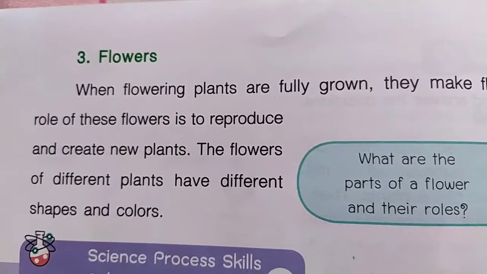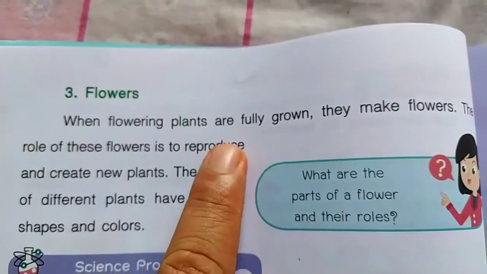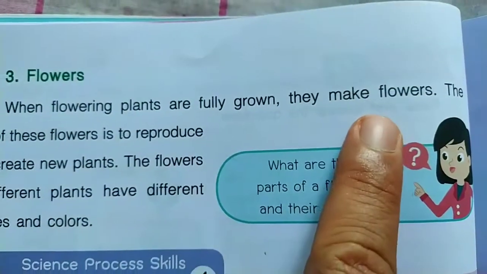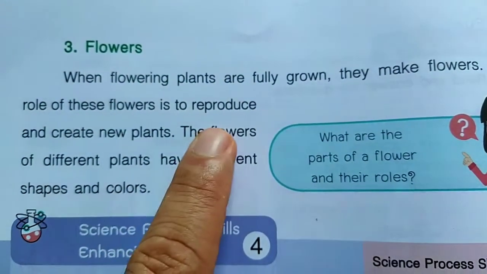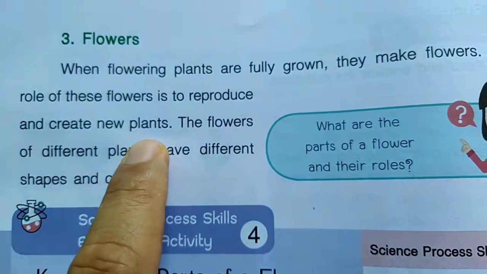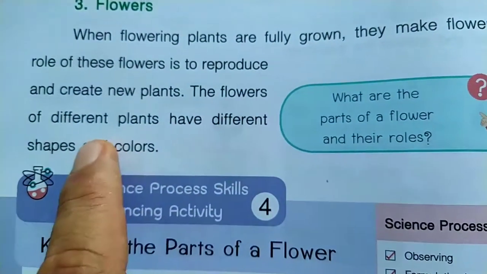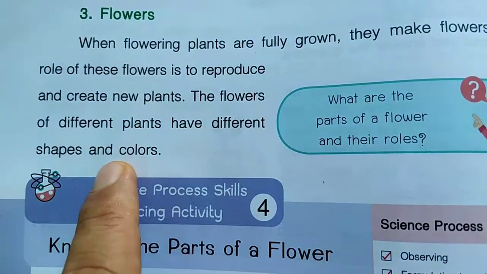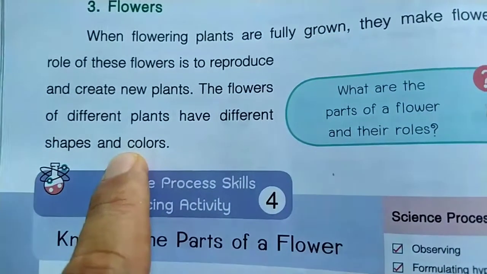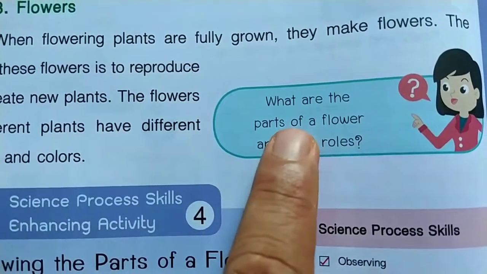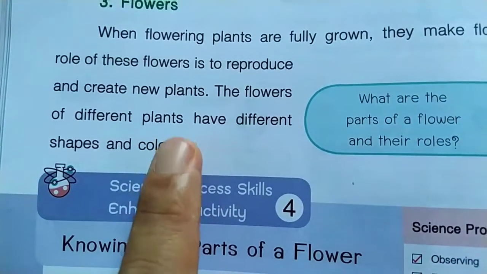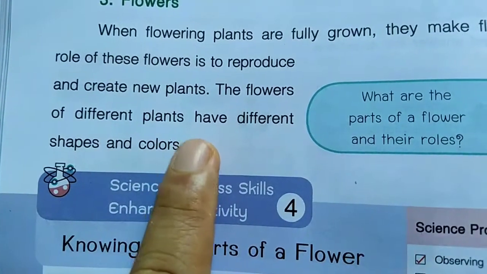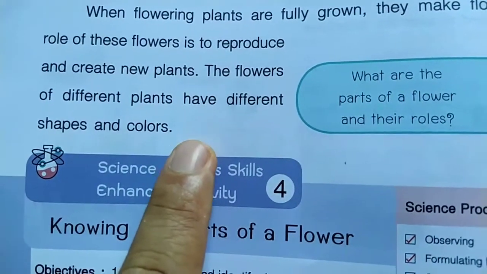Now, about flowers. When flowering plants are fully grown, they make flowers. The role of these flowers is to reproduce and create new plants. Do you know? The flowers of different plants have different shapes and colors. Okay, so what are the parts of a flower and their roles? Now, it's claimed already that the flowers of different plants have different shapes and colors.